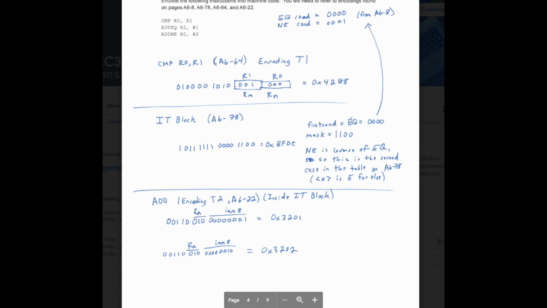So the IT block encoded the EQ and the NE. The add itself is just doing a plain old add. And the conditional execution engine is handling the IT block for us.